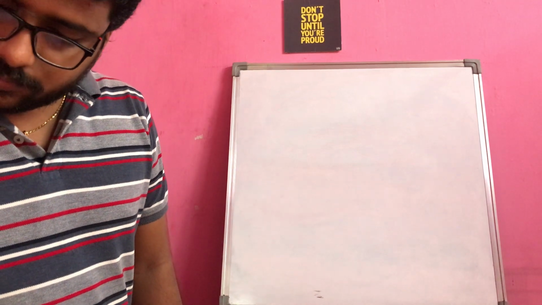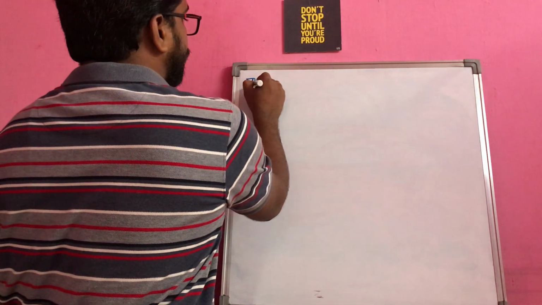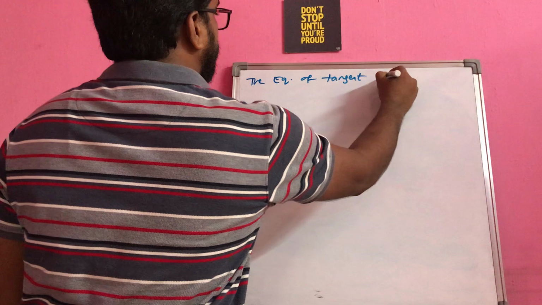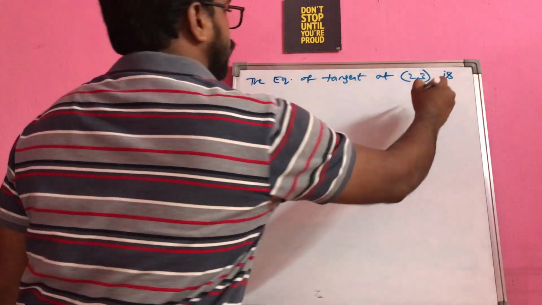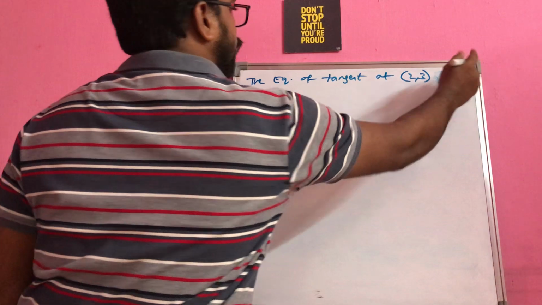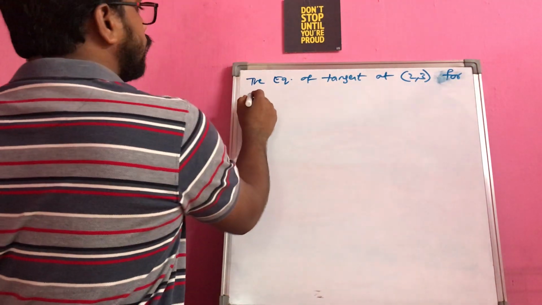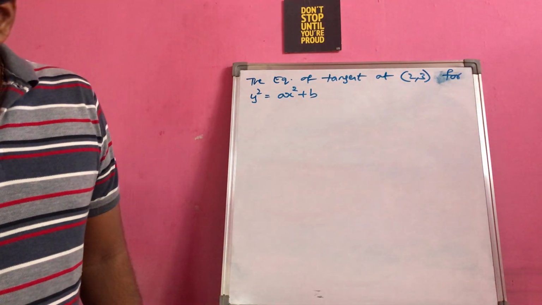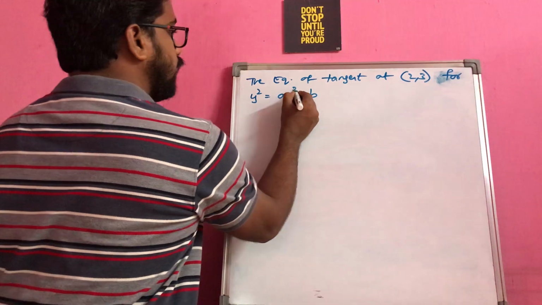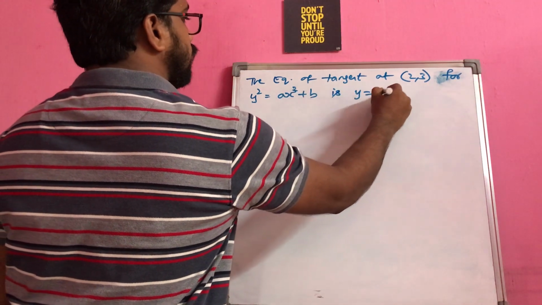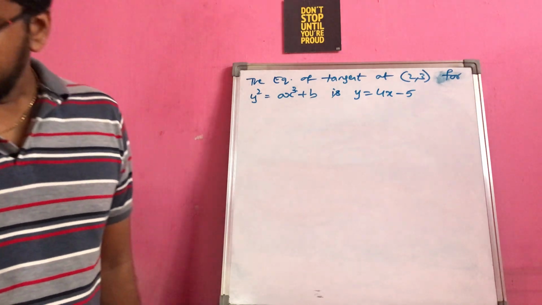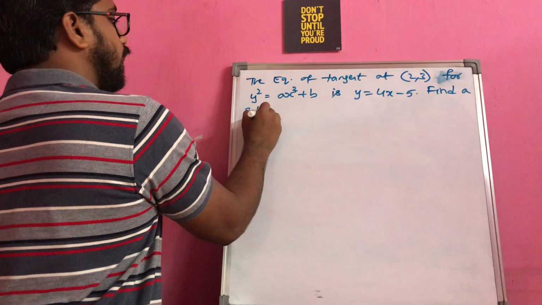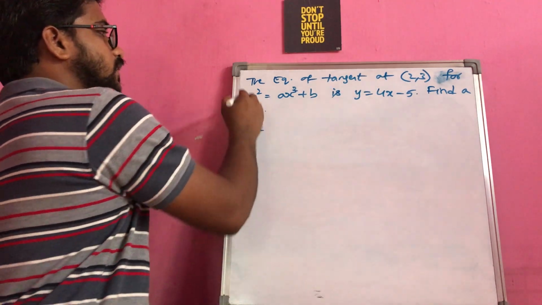Now see this question. The equation of tangent at (2, 3) for the curve y squared is equal to ax cubed plus b is y is equal to 4x minus 5. Find the values of a and b. Find a and b. See, just try to understand the question.